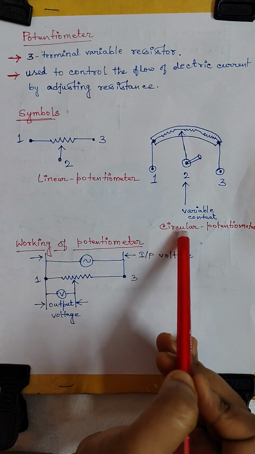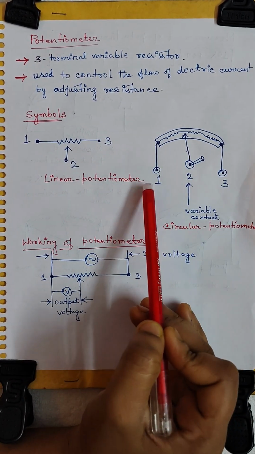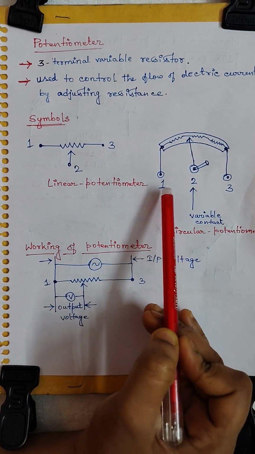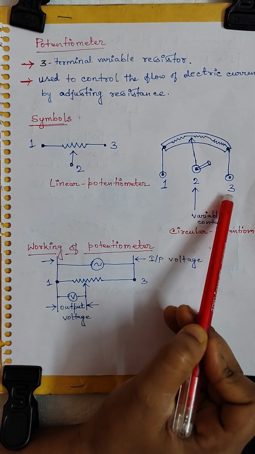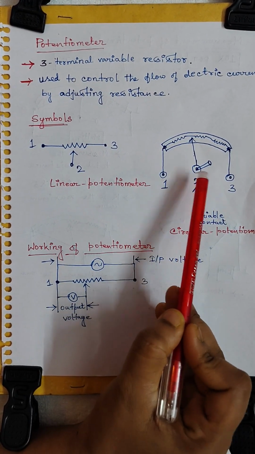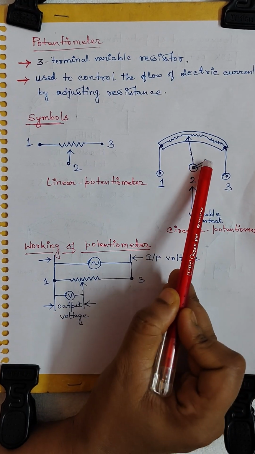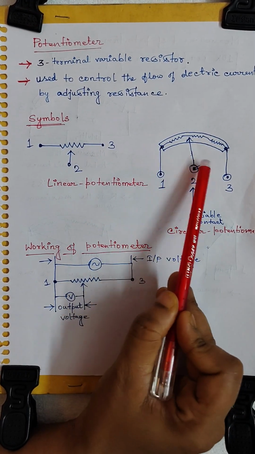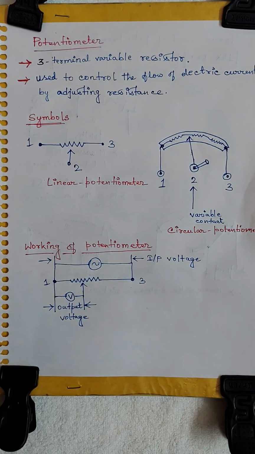Similarly, for circular potentiometer, this is the symbol. Here also you can see there are three terminals, 1, 2 and 3. Terminal 1 and 3, these are fixed and terminal 2 is the variable. You can see with the terminal 2 there is a knob connected. By varying this knob, you can vary the terminal 2 throughout the length of the resistance.